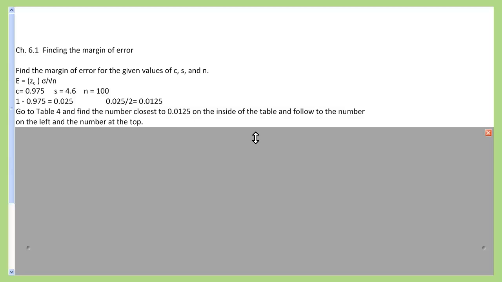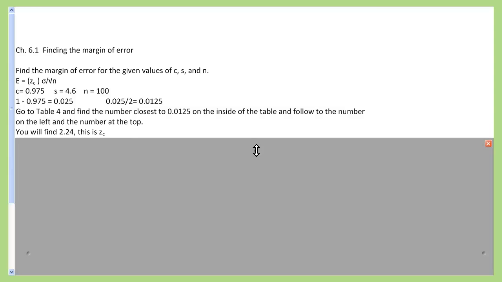I maybe should have shown you that, but if you don't know how to use the table, just let me know and I'll send a video for that. But anyway, what you find out is to the left of that number you'll get 2.2, and above that number it says 0.04, and if I add the two of those together I'm going to get 2.24.